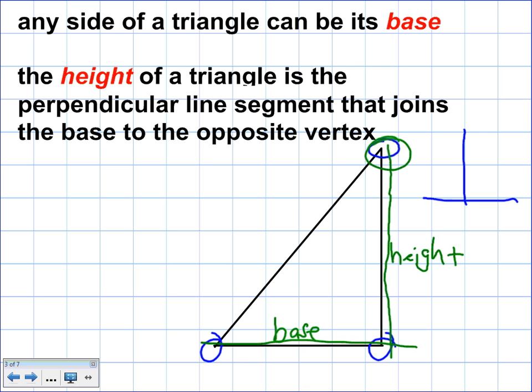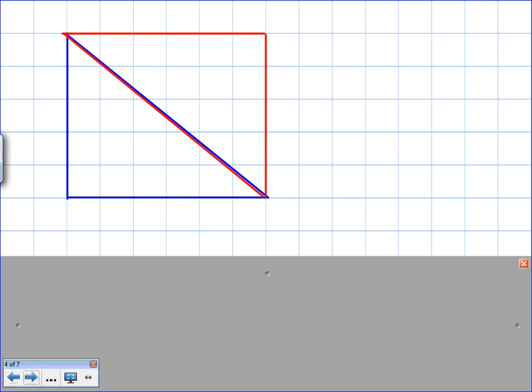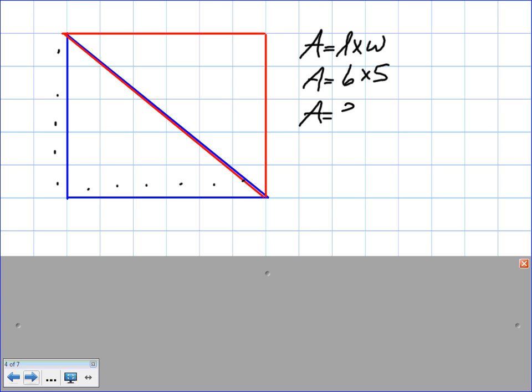And we can use that information to develop a formula for the area of a triangle. And this is how we'll do it. If I take a rectangle, in this case I've used blue and red to create a rectangle. Remember that the area of a rectangle equals length times width. 1, 2, 3, 4, 5, 6 is my length. And my width is 1, 2, 3, 4, 5. So the area of this particular rectangle is 30 square centimeters.